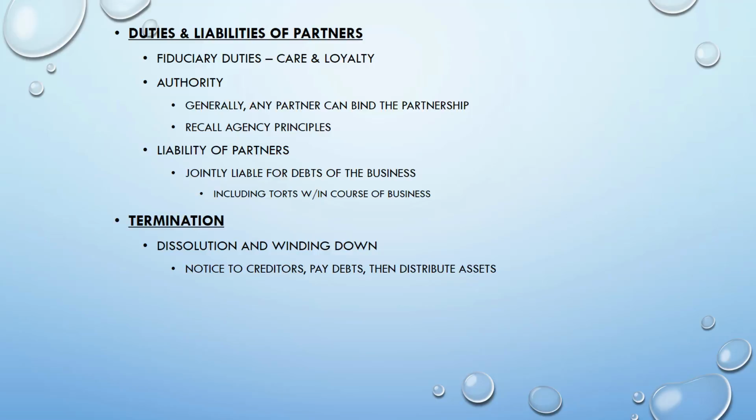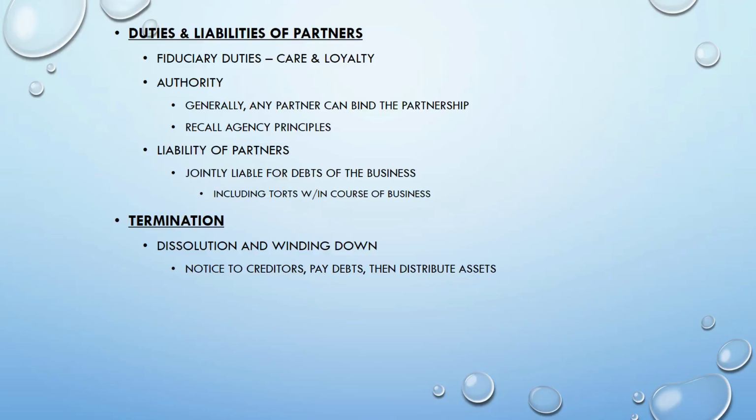As far as authority goes, generally any partner acting individually can bind the partnership. They can enter into agreements or deals on behalf of the partnership, and that just goes back to agency principles. Partners are considered to be agents of the partnership. As far as liability, the partners are jointly liable for debts of the business, and that includes torts that occur within the course and scope of the business.